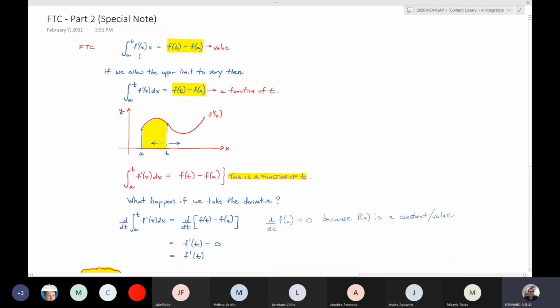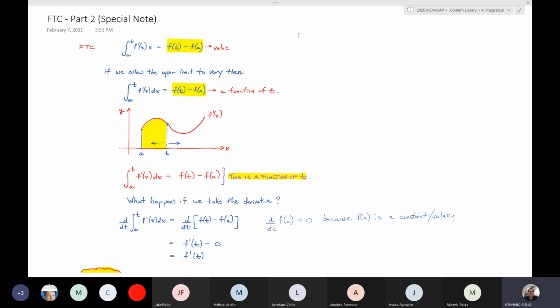So the fundamental theorem of calculus is this: the integral from a to b. We're just going to step back from that problem here, and I'm going to go through how we find the derivative of a function that has integrals in it. So we can start with the fundamental theorem of calculus. The integral from a to b of some rate of change function f prime is just equal to f at b minus f at a. That is a value. F at b minus f at a would be a value.